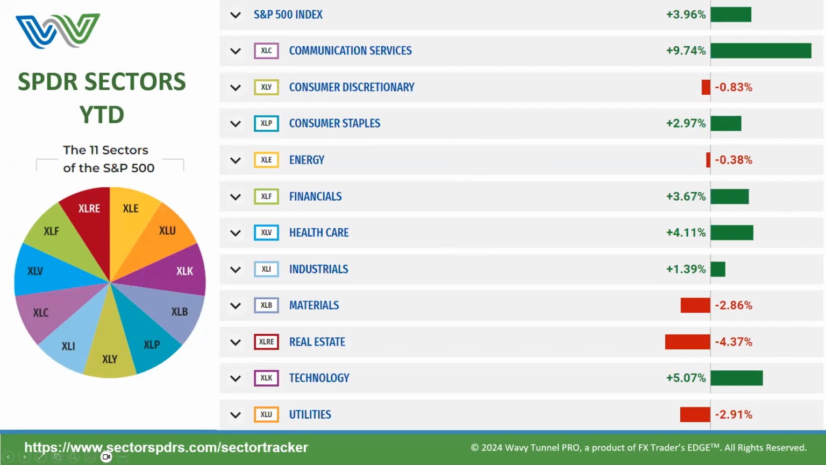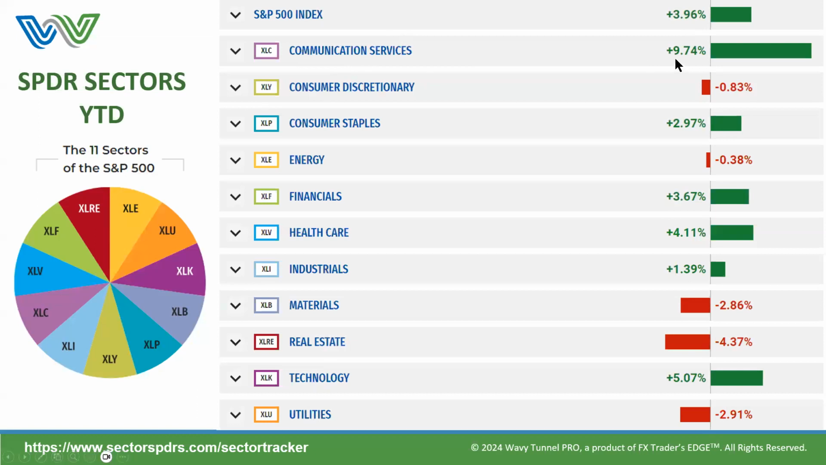So this is a handy website, sectorspiders.com. You can see this at the bottom. There are 11 sectors of the S&P 500. These are them. And I took this a couple days ago, so these numbers will change. These are the year-to-date returns. So a couple days ago, the S&P was up 3.96%. Today, it's going to be higher because the S&P has moved higher.